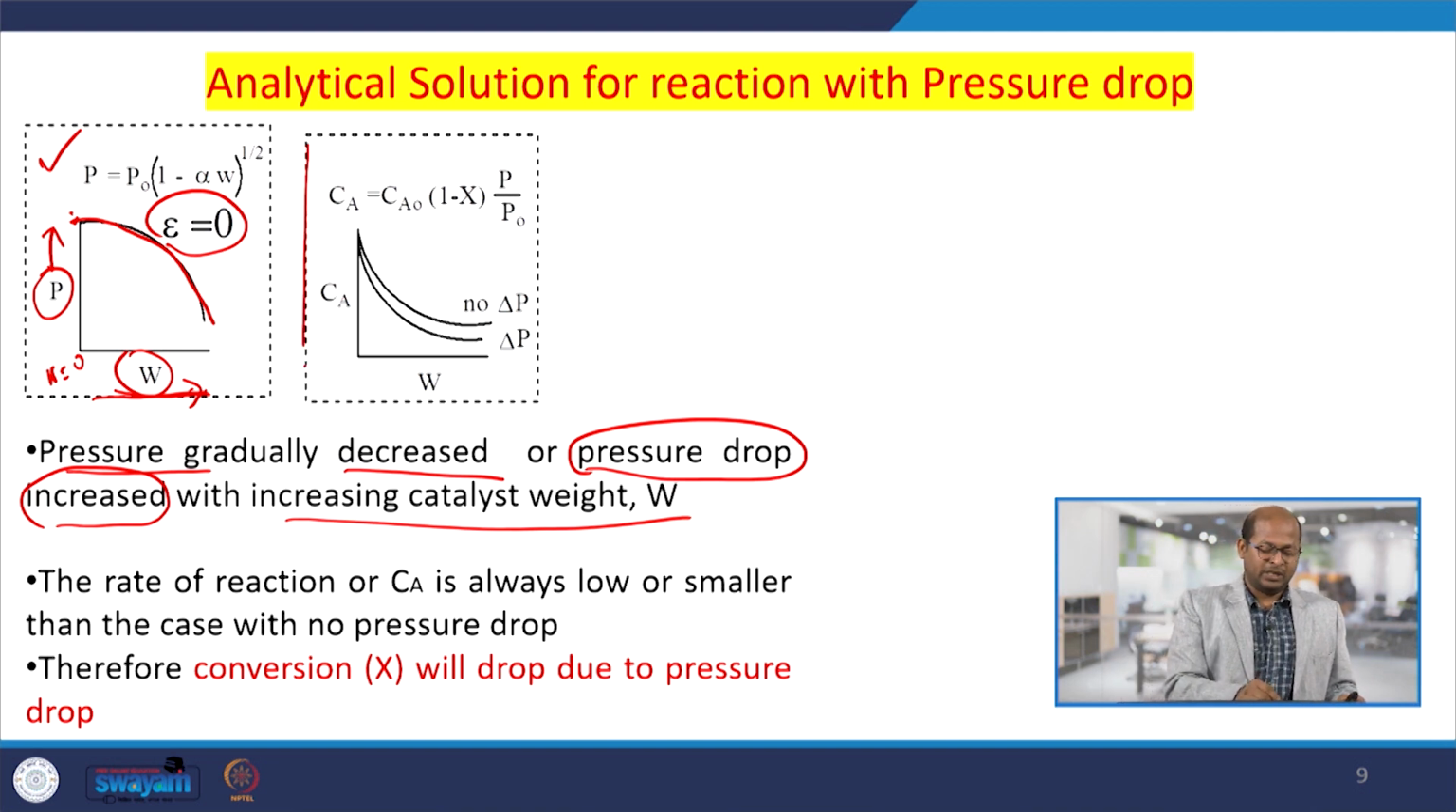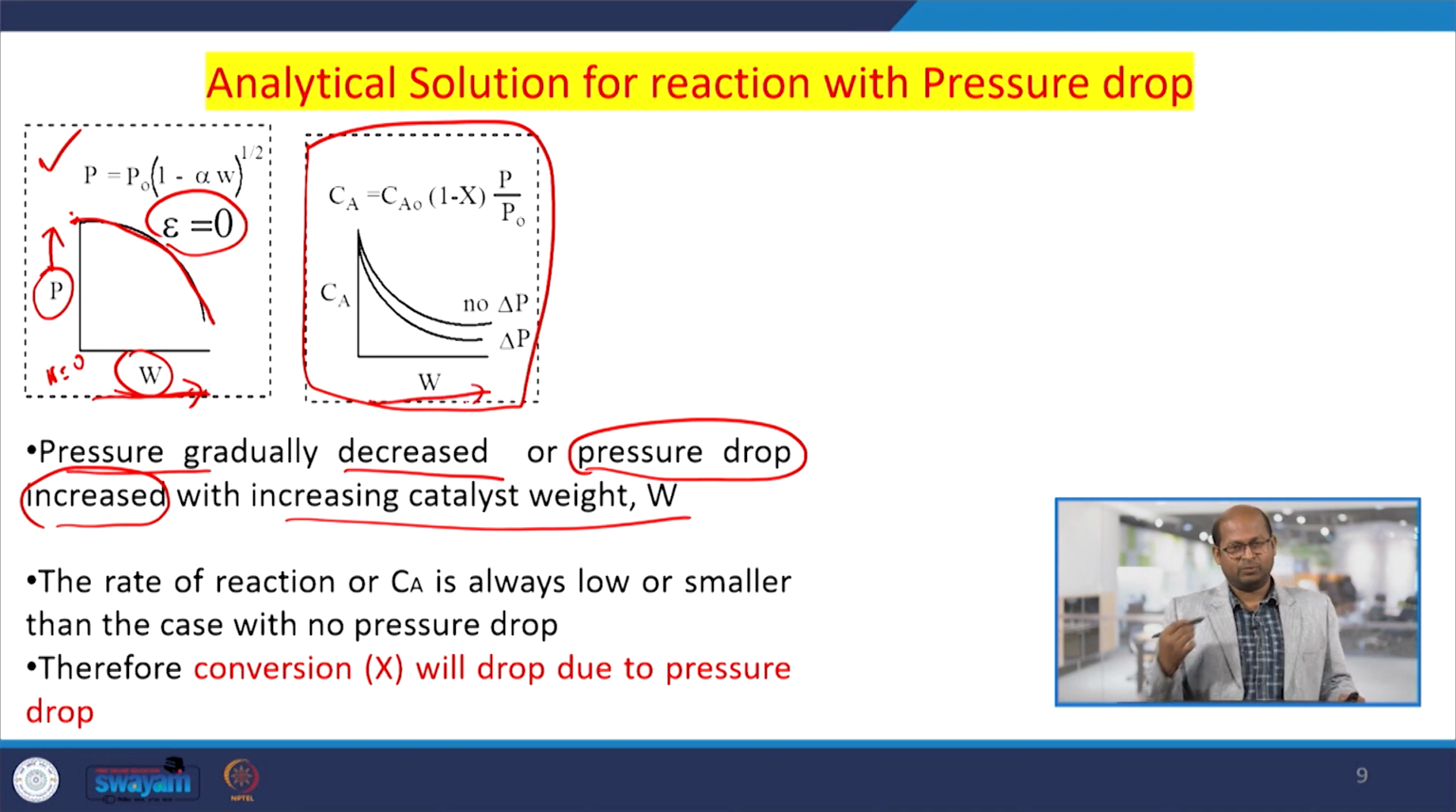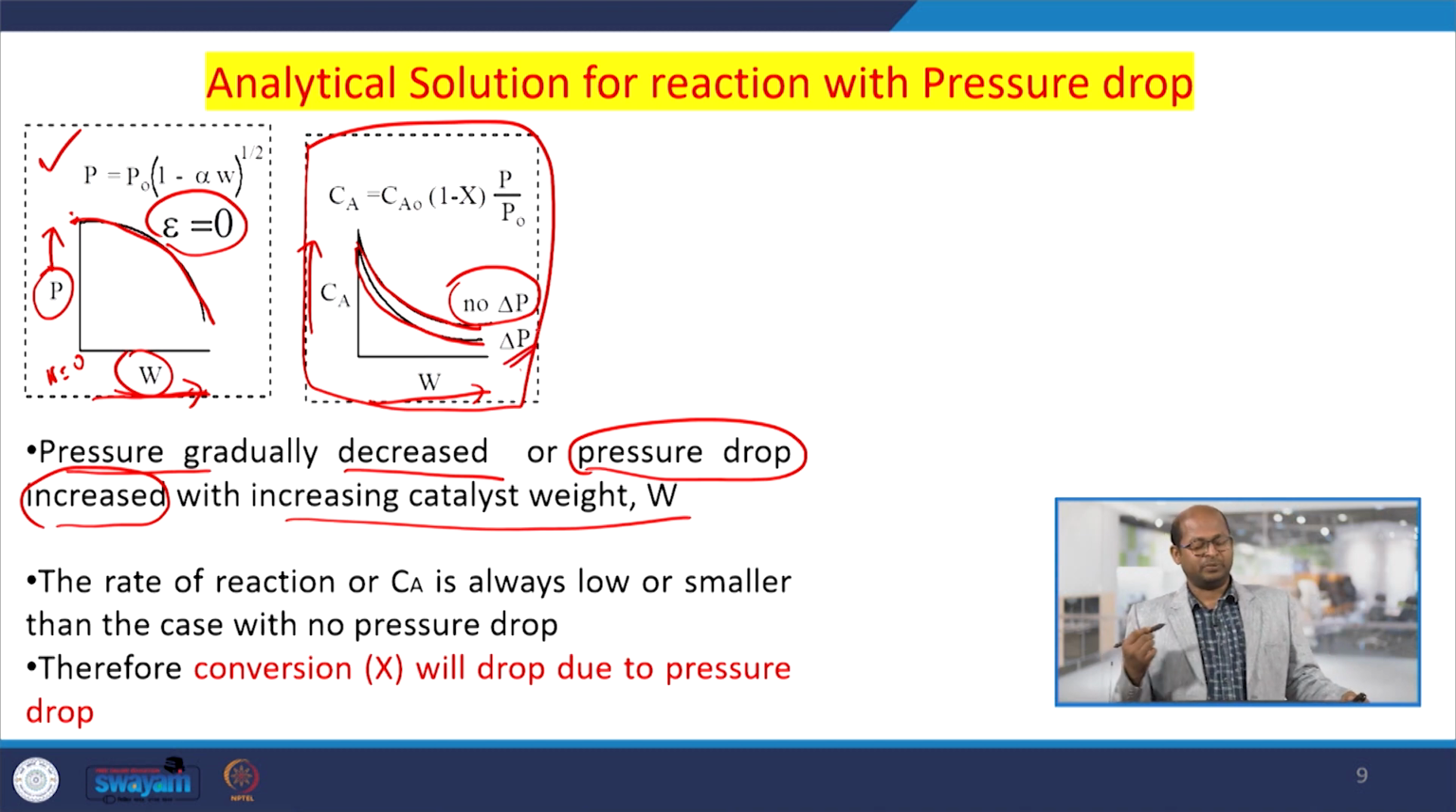Similarly, how will the concentrations change? Let us say along the x axis we are plotting the weight of the catalyst, and on the y axis the concentration of the reactant A. If there is no pressure drop, meaning we have designed the reactor in such a way that there is no change of pressure inside of the reactor, then the concentration along the length will follow this line, and if there is any pressure drop inside of the reactor, it would follow this line. So, this considers the pressure drop inside of the bed, and if there is no pressure drop, then that is the expected one.